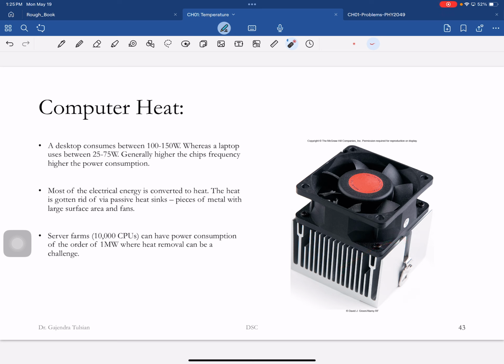Server farms can have up to 10,000 CPUs. So a room like this can have 10,000 CPUs. So 10,000 times 100. That's 10 to the power of 6 watts. A room like this, you're producing 1,000,000 watts of heat. That's roughly 1,000 homes. In a home, you produce 1,000 watts of heat. Your fridge and all that.